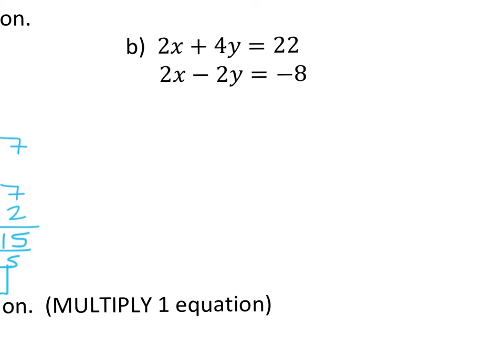All right, so this one. If I want to be able to add these two equations together, right now I have 2x and 2x. If I add those together, I get 4x. But if I make one of those negative and add them together, then I would get the right value.